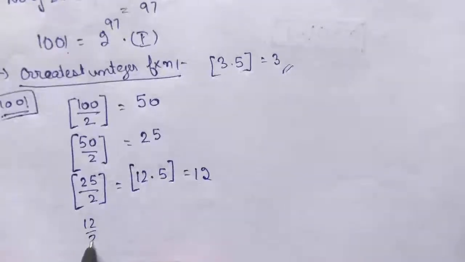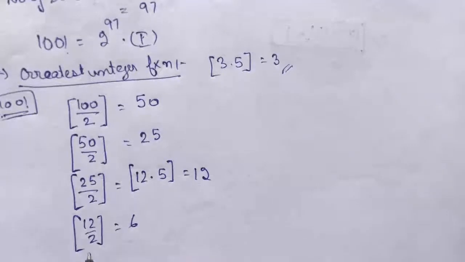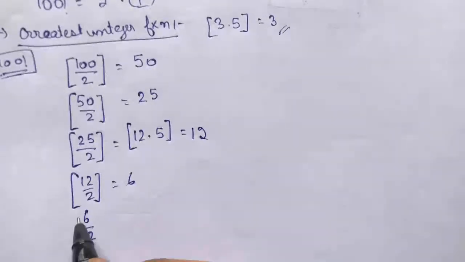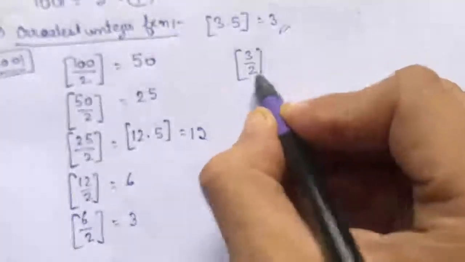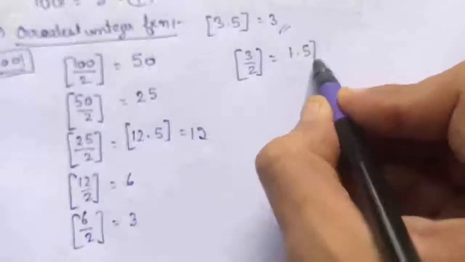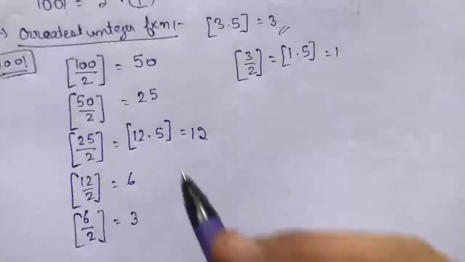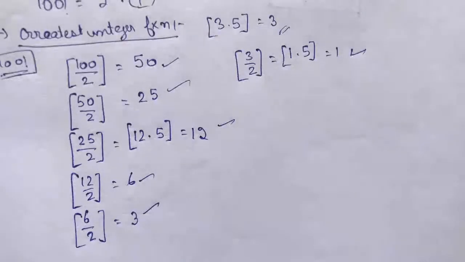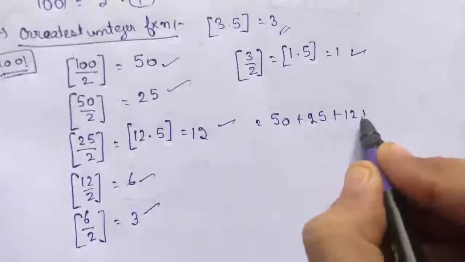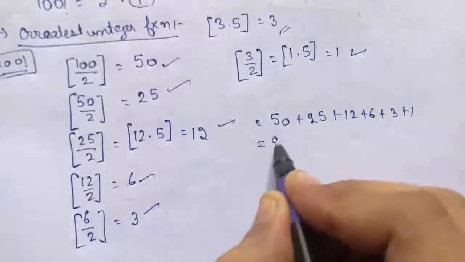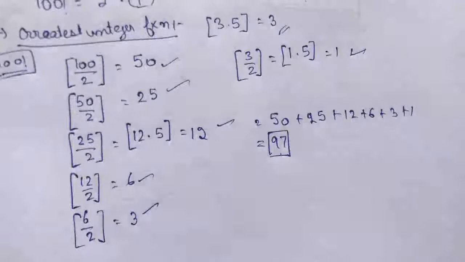Take 12 by 2 and its greatest integer, hence it will be 6. Take 6 by 2 and its greatest integer, hence it will be 3. Take 3 by 2 and its greatest integer, that will be 1.5, and its greatest integer will be equals to 1. Now simply add these values and the result will be the number of 2's present in 100 factorial. So that will be 50 plus 25 plus 12 plus 6 plus 3 plus 1, that will be equals to 97. So the result is going to be same every time. The number of 2's in 100 factorial will be 97.